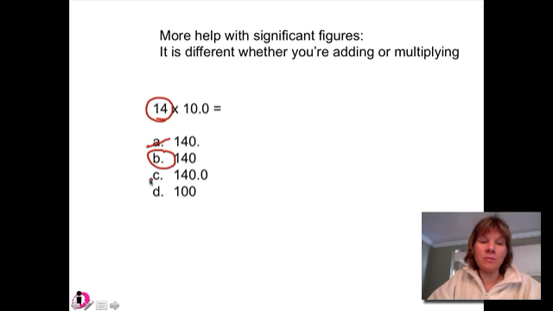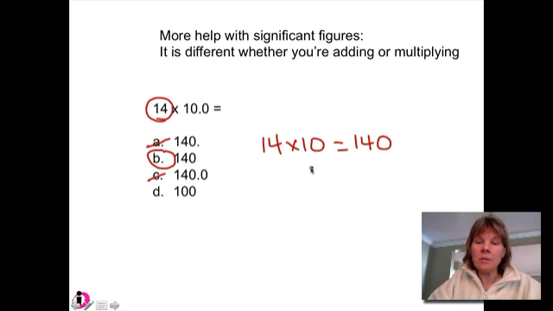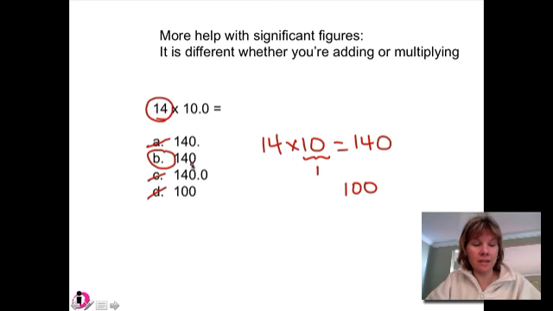This, oddly enough, so we can rule out this one, this only has 1 digit, but had we written the problem 14 times 10, that gives you 140, but to round off to 1 significant digit, then really what we would want to write here is 100. So this would be the answer if we had left out that decimal point, but we didn't. So that's the answer there.